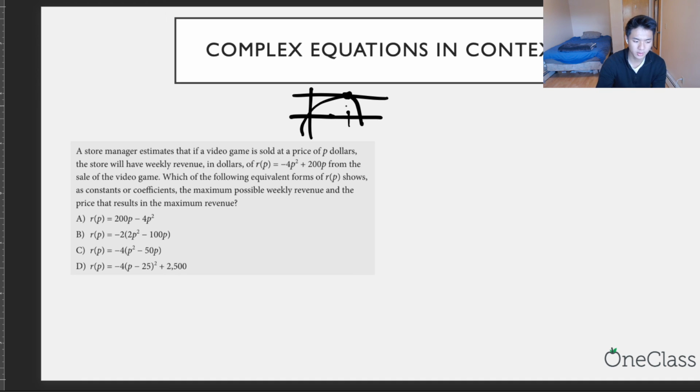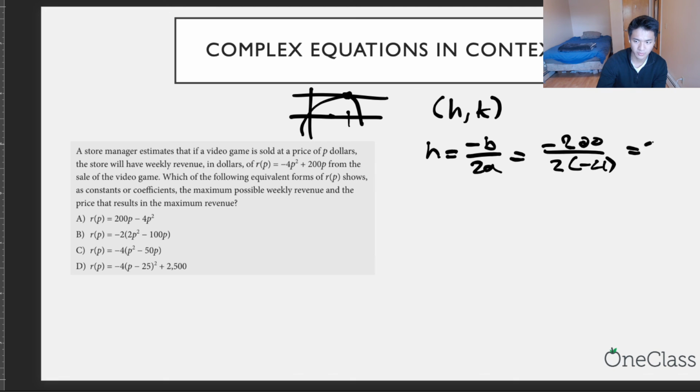So what we can do here is think about the equation we know that allows us to find the vertex. We see the vertex as h and k, where h is the x coordinate of the vertex and k is the y coordinate. Then we know we can use the equation h equals negative b over 2a to find h. In our equation, that's negative 200 divided by 2 times negative 4, which is negative 8. And that's going to give us 25.